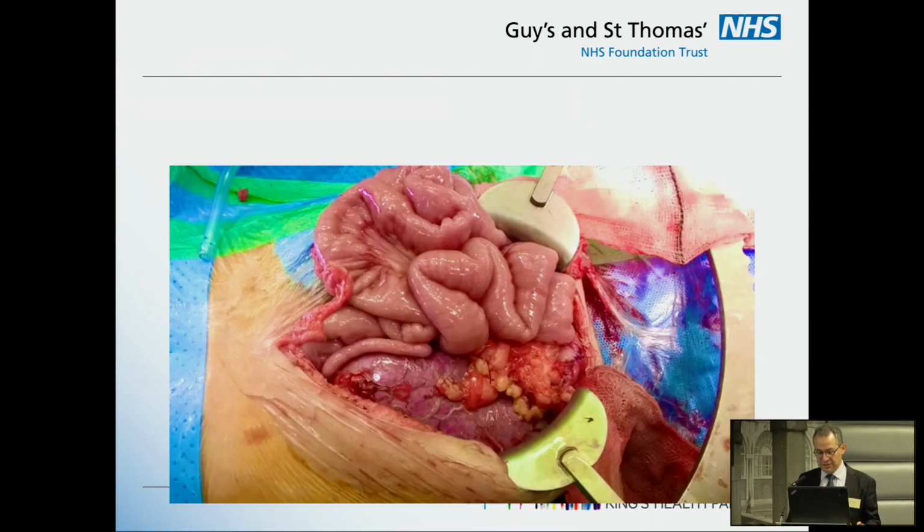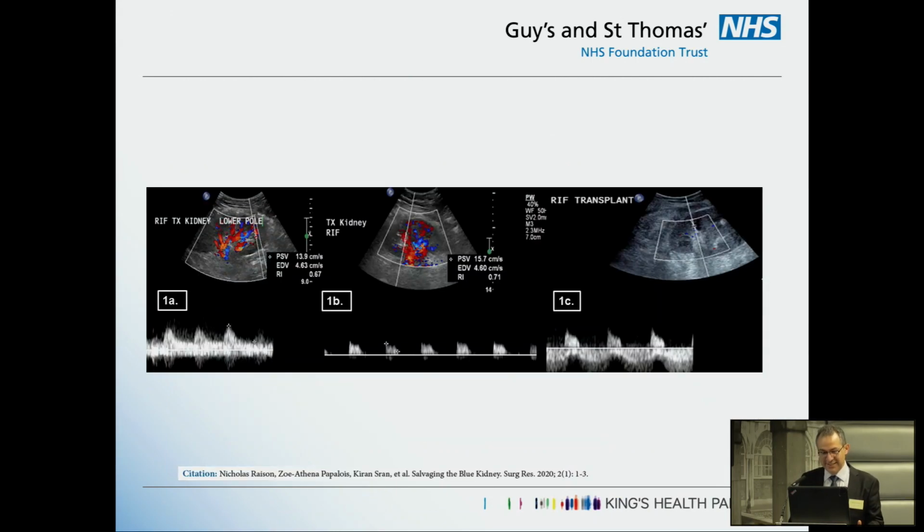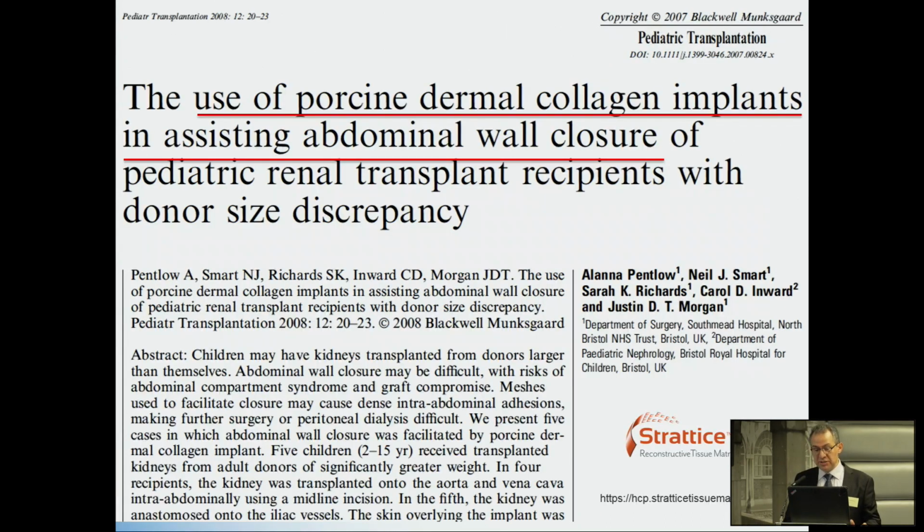And then it gets a bit tricky to try and close, but usually we're successful, as we talked about yesterday. But we always do a scan, as I mentioned before, because occasionally it might be abnormal. There's a bit of a squeeze, like in this case where we have to open up again. But essentially we use this so-called Strattice mesh, which is a porcine dermal acellularized mesh where essentially cells from the recipient grow into it. And we've had good success with those.